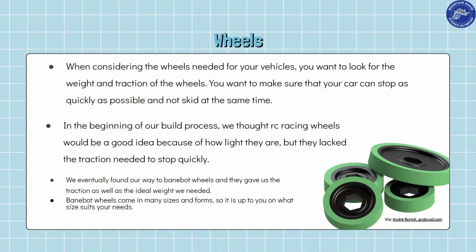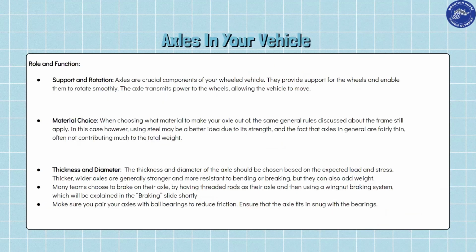Orange wheels don't have as much traction, but they're a little more durable and more stiff. And blue wheels have the least traction and they're the most stiff and durable. So these are things that you might want to consider for building your vehicle.